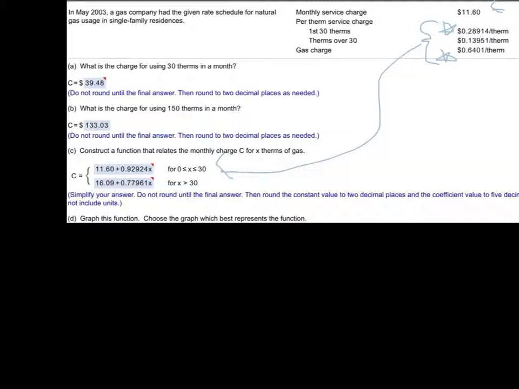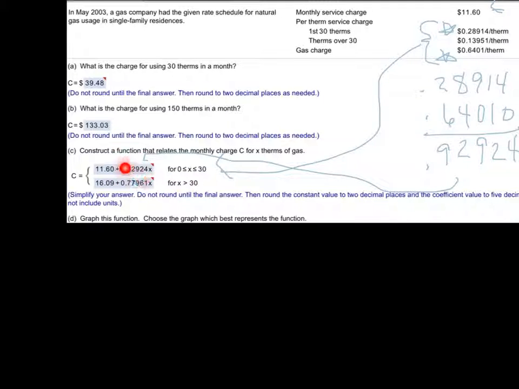And just to show you, because I just feel like I need to show you, 0.28914 was the first 30 therms, right, plus 0.6401. So I'm going to add a 0 in here so I can try to stay lined up here. So there's 4, 2, 9, 12, carry the 1, and there's the 0.9. And notice that this is the same as what we have right here in the top. So that's where they got it for the interval between 0 and 30.